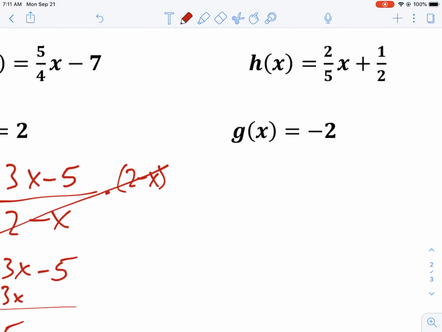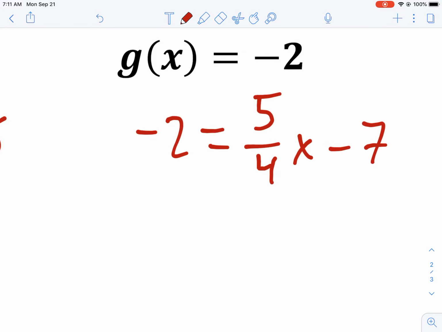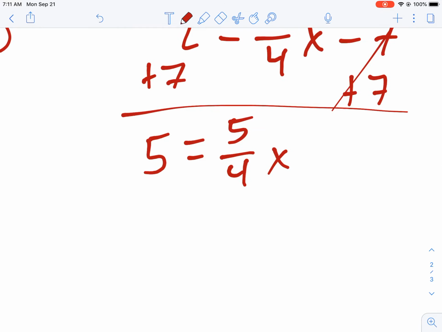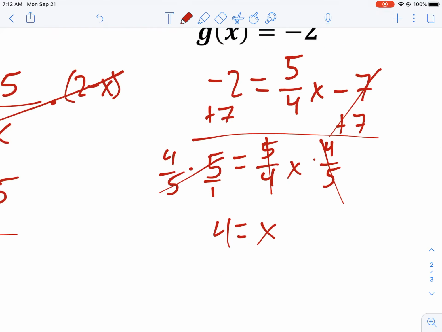Let's do g next, since we have g over there. So this time g of x equals negative 2, so we're going to have negative 2 equals 5/4 x minus 7. All right, this one's a little bit easier to solve, so we'll just add 7 on both sides. So we've got 5 equals 5/4 x. Now we need to multiply by the reciprocal, which is 4/5. This will cancel out with that, so we get x by itself. Now actually, this is kind of like over 1, so these 5s will just cancel out, so we are left with x equals 4.